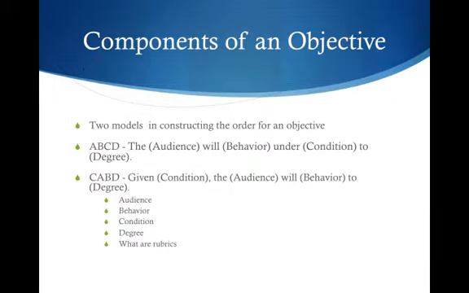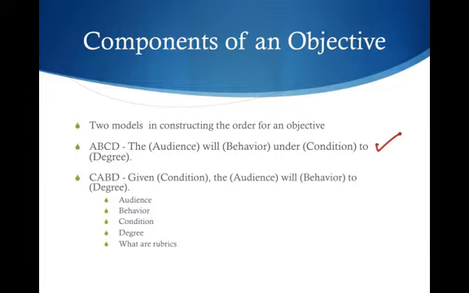Okay, so components of an objective. There are two models in constructing an objective. There's the ABCD method, and essentially we're going to target the audience, tell about the behavior, apply the conditions, and give it a degree. Now this is my favorite way of looking at them. Or there's the CABD method: given a condition, then talk about your audience, then the behavior, and then apply a degree.